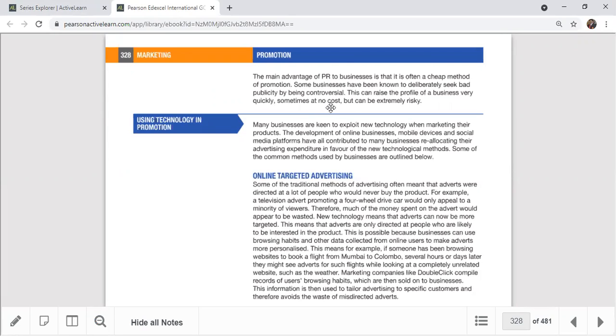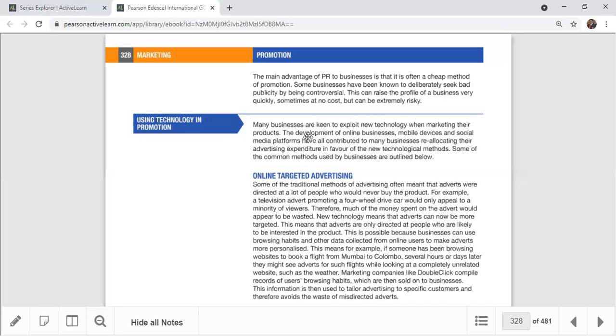This is another method we call not just good publicity, even bad publicity also. Deliberately seeking some bad publicity by being controversial is another marketing tactic. Then people start talking about the business, and automatically it becomes famous. This can raise the profile of the business very quickly, sometimes at no cost, but can be extremely risky because if the negative publicity reaches people, sometimes they will never purchase anything from you.